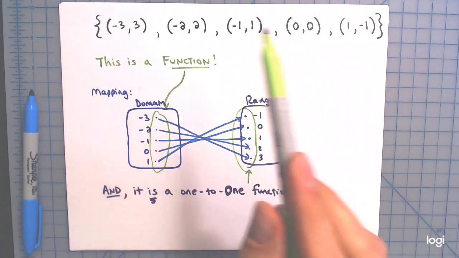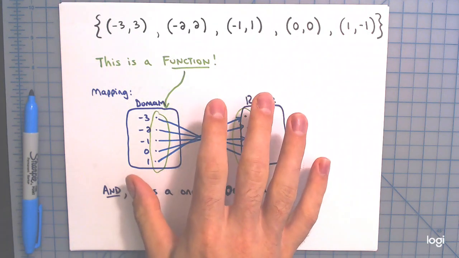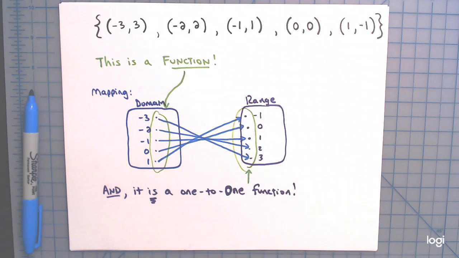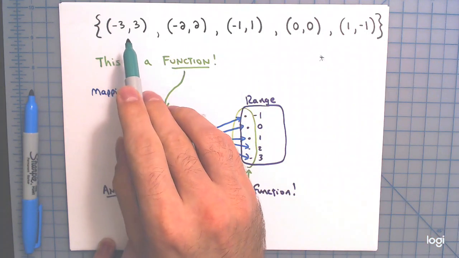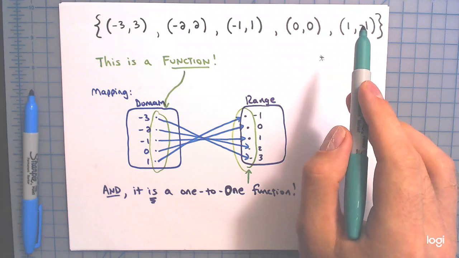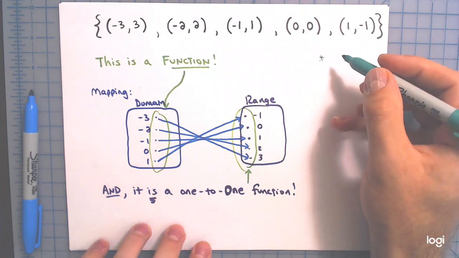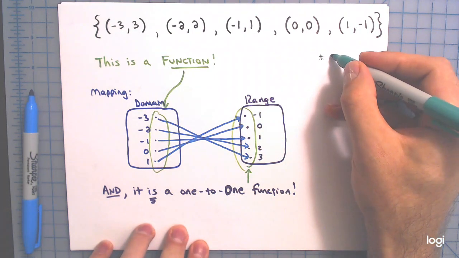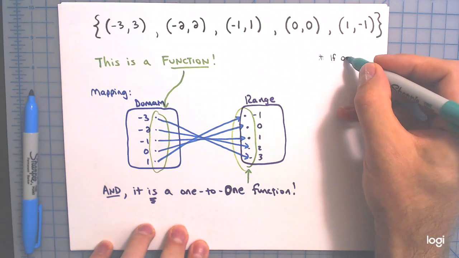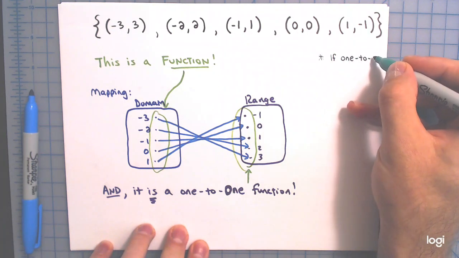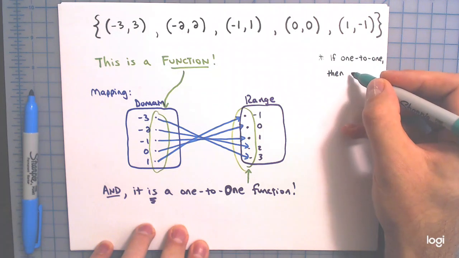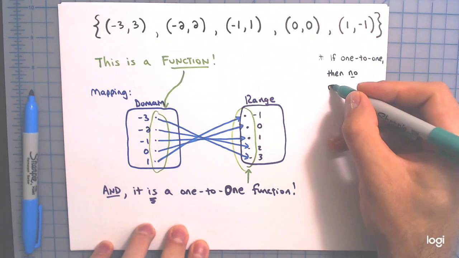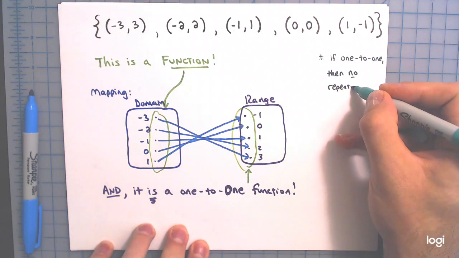So notice if you didn't want to make the mapping like this, the thing you can look out for if you're given a function written as a set of ordered pairs, if it is one-to-one, then there's no repeated y coordinates.